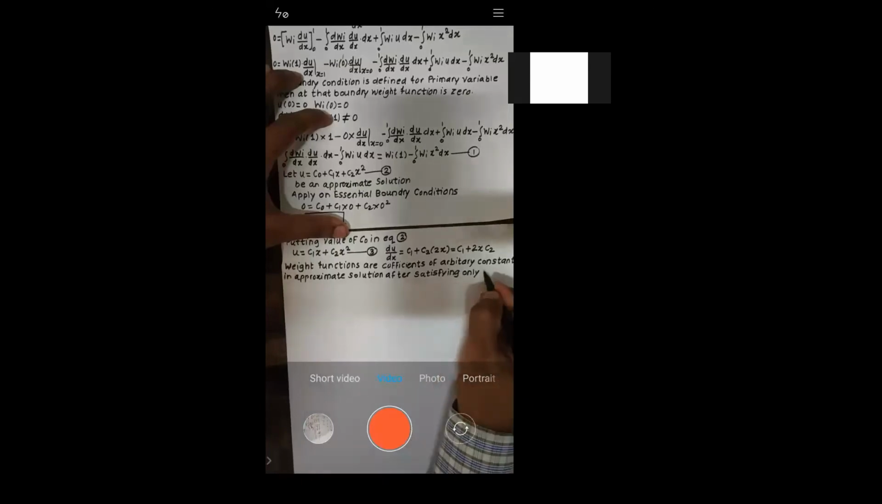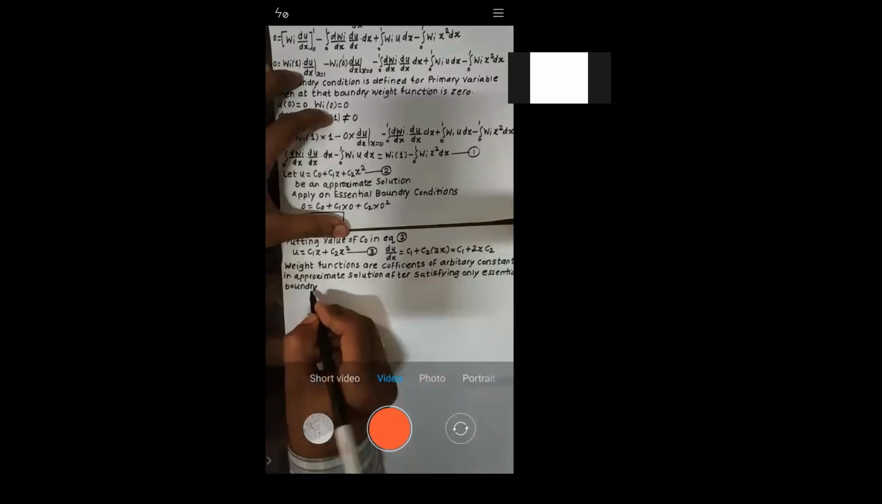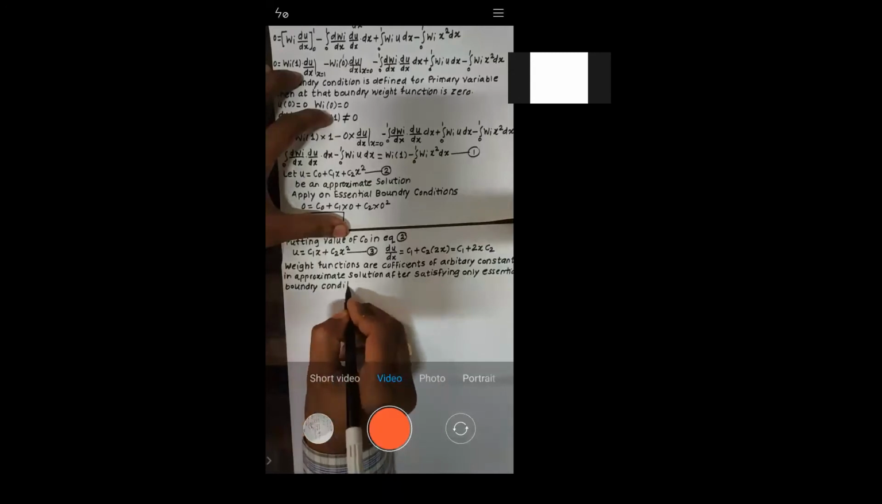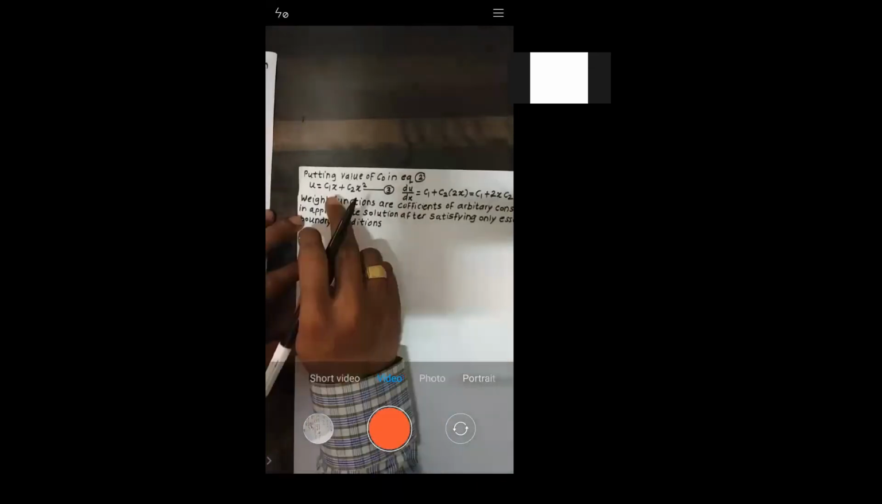After satisfying only essential boundary conditions. So if you can see, this is the approximate solution which is satisfying the essential boundary conditions. Which are the constants in that? C1 and C2. And what are their coefficients? x and x square.